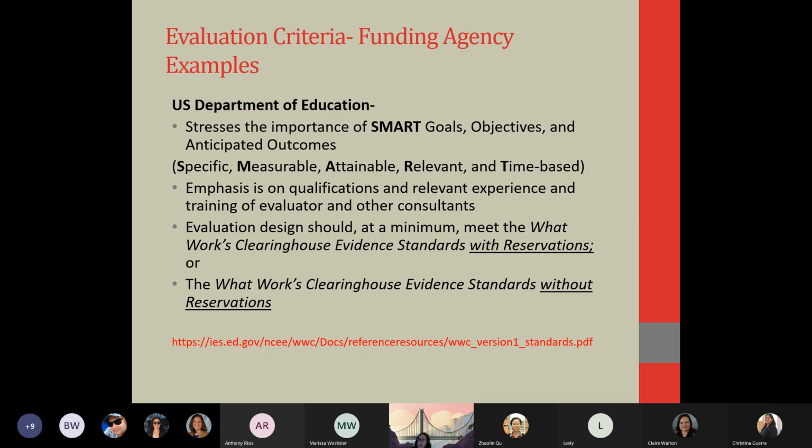And the evaluation design should, at a minimum, meet the What Works Clearinghouse evidence standards with reservations, or the What Works Clearinghouse evidence standards without reservations. So just to kind of explain what that is a little bit, with reservations, you're looking at a quasi-experimental design or random control design with high levels of attrition, whereas without, that would be a randomized control trial with low levels of sample attrition. So you really want to aim for without, but they'll fund with reservations. So obviously, if you're working on a large US Department of Ed grant, you probably want to contract an evaluator for that program.